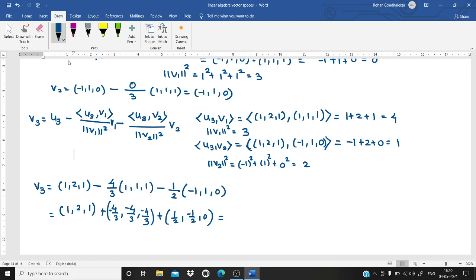Now there is an addition of 3 vectors, so the addition will be entry-wise. So the first entry is 1, here it is -4/3, here it is 1/2. So 1 minus 4/3 plus 1/2, comma, 2 minus 4/3 minus 1/2, comma, 1 minus 4/3 plus 0.